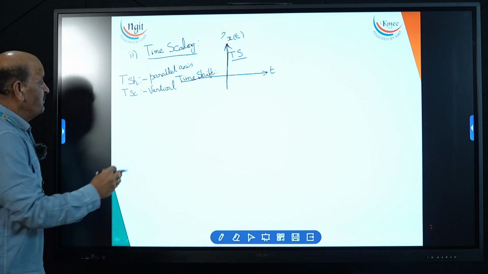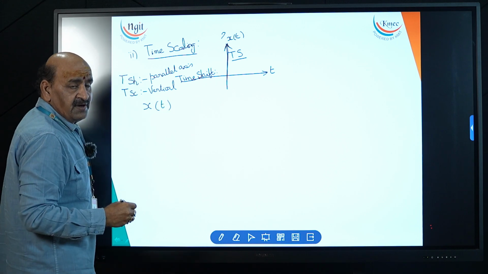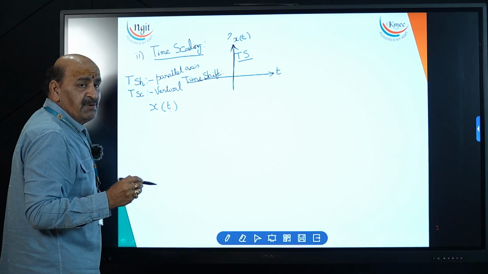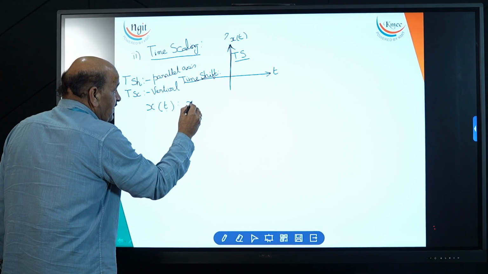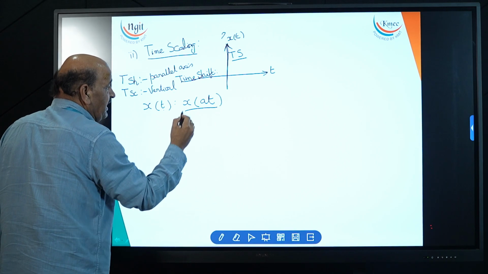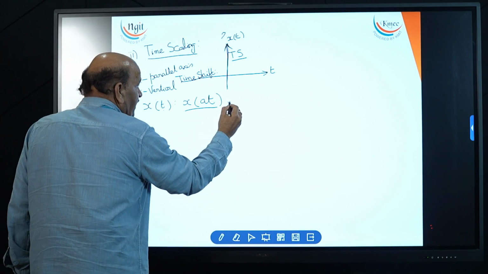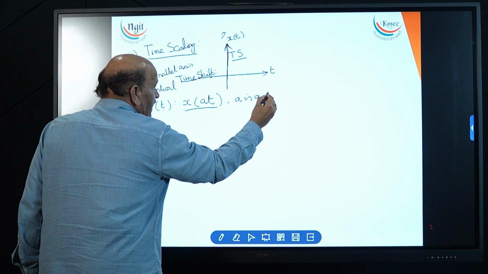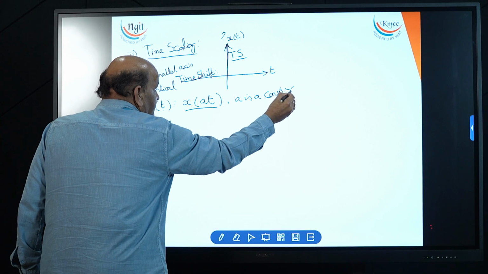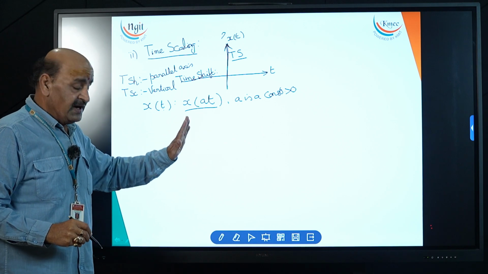Now just look at this. Let x of t be any signal. Here time is the independent variable. Now x of at, or alpha t, anything you can write, is called time scaling, where a is a constant, always greater than 0. Very important.